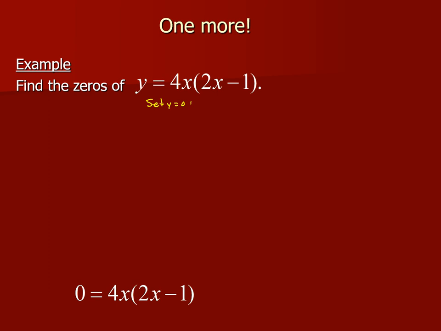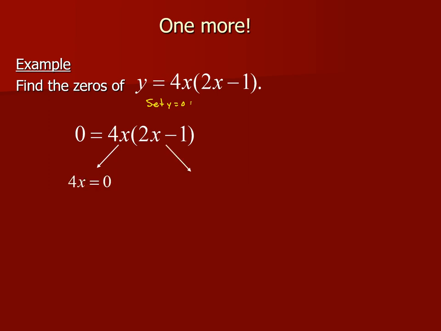To me, this one's as tough as the last one. Break it into 2 equations. If you have any doubts at all, unless it's just super easy to look at, break it into 2 equations. Either 4x has to be 0 or 2x minus 1 has to be 0. Many of you have become very proficient, very good at solving those little equations. If not, here's one more practice at them.